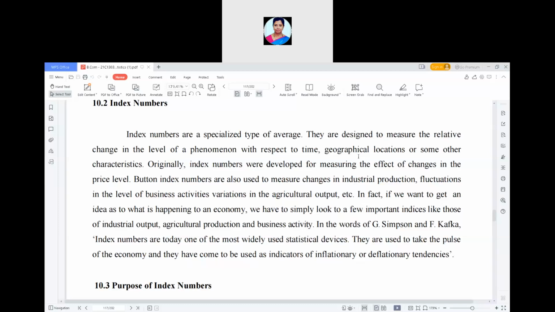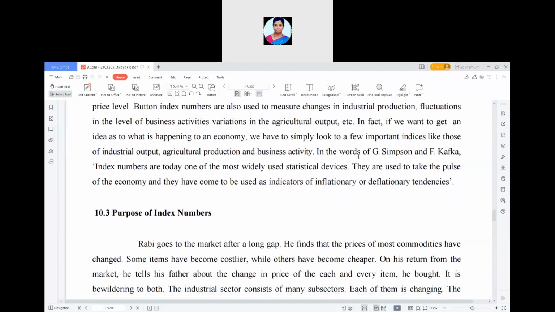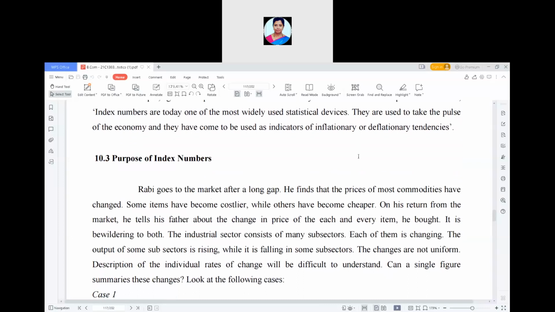Now let us see what is the purpose of index numbers. Why do we have to use the index numbers? At the very outset, the purpose of constructing the index number must be very clearly decided. What is the index number to measure, and why? There is no all-purpose index. So every index is of limited and particular use.